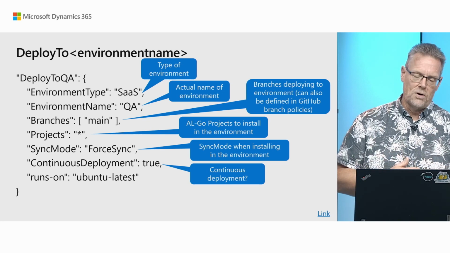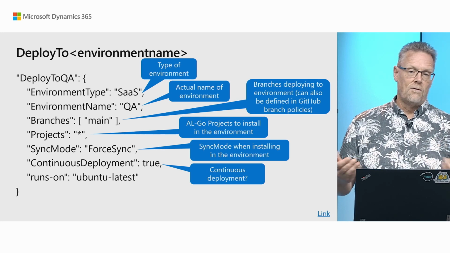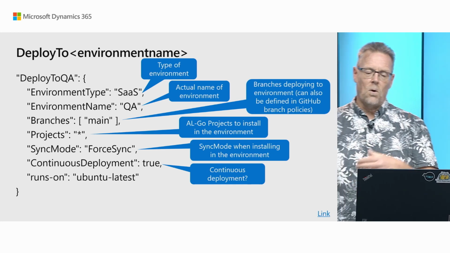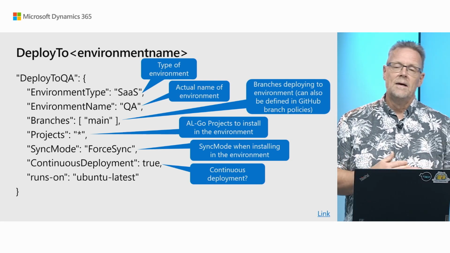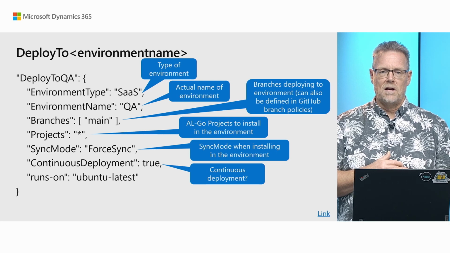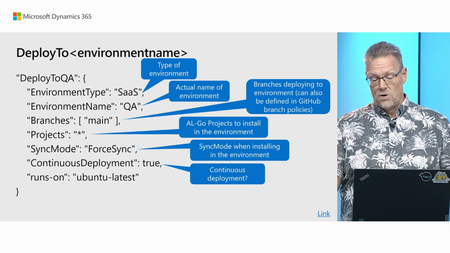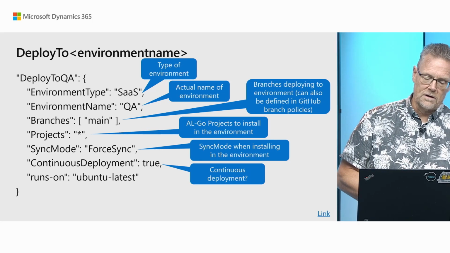But if you create a deploy to QA setting and set continuous deployment, you can set it to true or false, no matter whether it's a production environment or a sandbox environment. So you can actually set up continuous deployment to a production environment. If you have a final acceptance test that is a prod environment, then by all means, go ahead and run continuous deployment to that one.